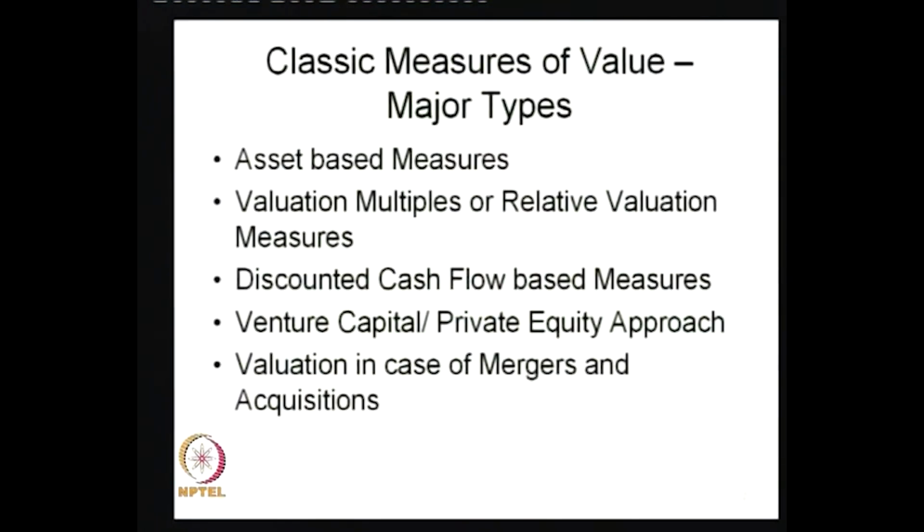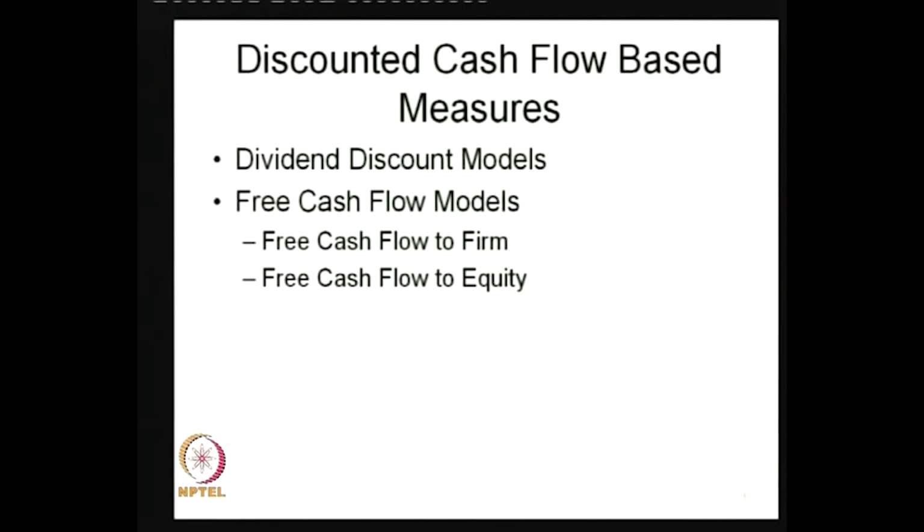Coming to the discounted cash flow approach, fundamentally there are two types. One is the dividend discount model, and the second one is the free cash flow model. In the free cash flow model, one has free cash flow to the firm, from where the valuation of the firm can be derived, and from there one can find out the valuation of equity. That is the indirect approach. Directly also, free cash flow to the equity can be found out, and from there the valuation of equity can be found out. So, these are the things which we are going to discuss in this session.